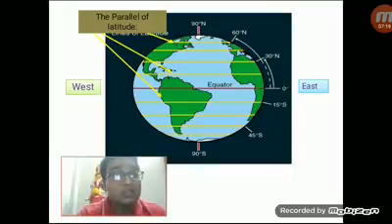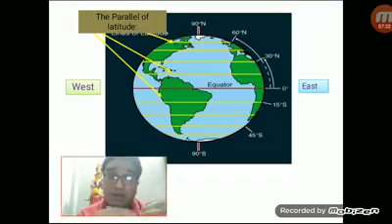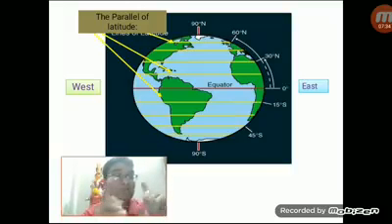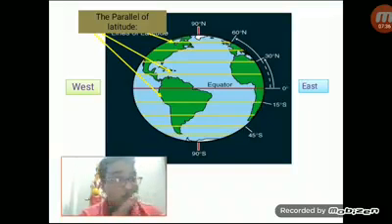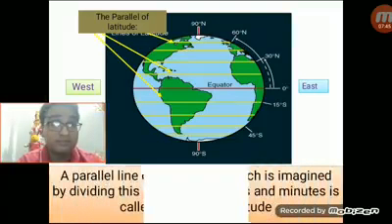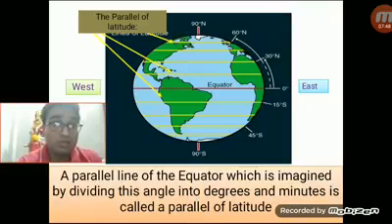Here we can see a picture. Above and under the equator line, we can see all of the lines having the same distance, and this is called the parallel of latitude. Basically, latitude lines are circular lines having the same distance. Now I am going to show you the definition of the parallel of latitude. A parallel line of the equator which is imagined by dividing this angle into degrees and minutes is called the parallel of latitude. So that's all about the parallel of latitude.